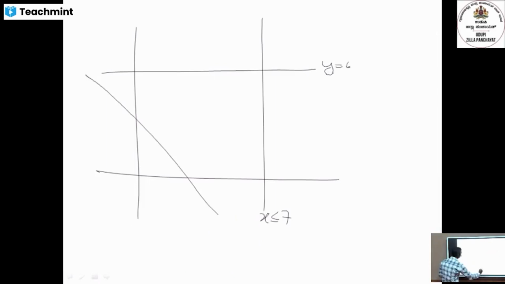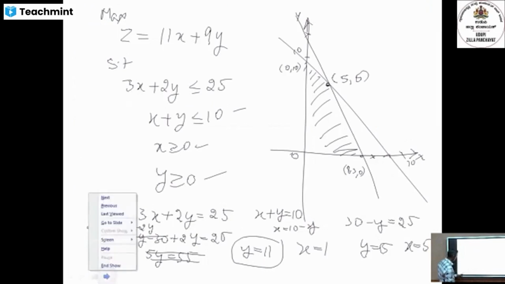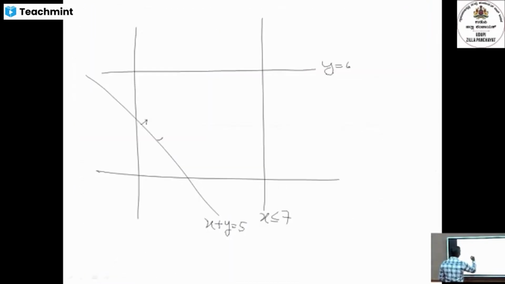And the one is x plus y equal to 5. So that is actually x plus y greater than or equal to 5. It is not less than or equal to 5. So if you take the other side, minus x minus y, so x plus y greater than or equal to 5. So this will be towards this side.